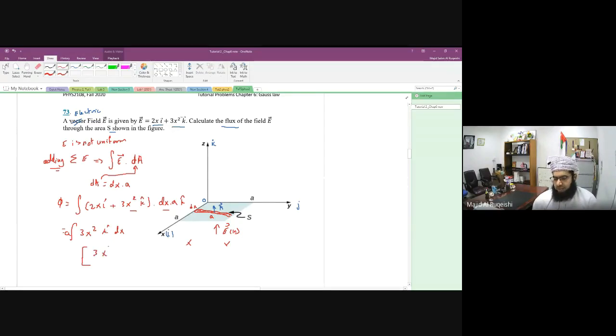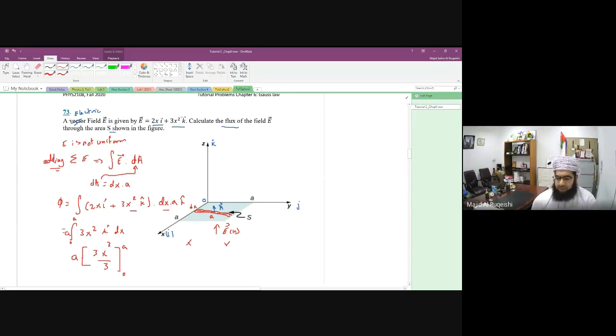This one will be 3x to the power 3 over 3, yes. But we are integrating, as we said, from 0 to A, so we should write this here, 0 to A. This square bracket is the integration of only this part, and don't forget we have A here. Why do we take A outside? Because A is constant. You can also take 3 outside, actually, and both of them are constant.